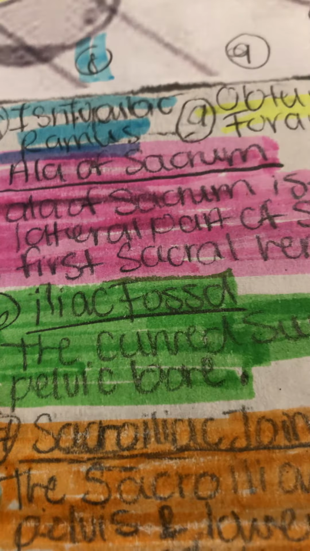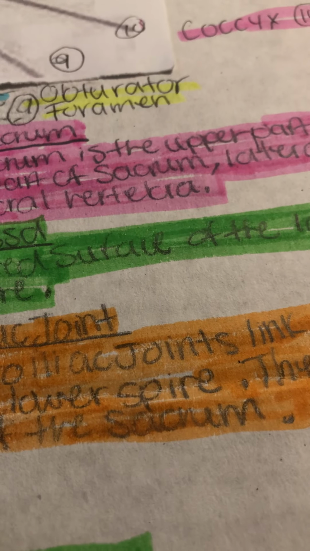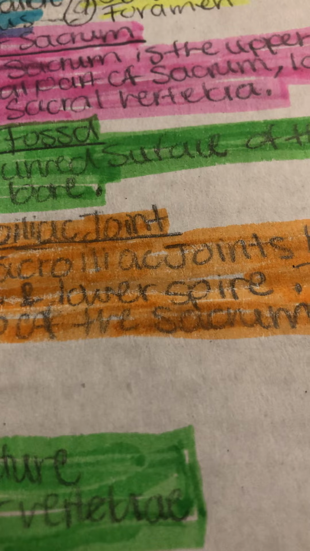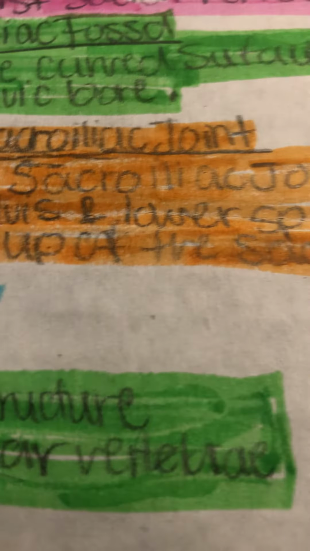Number 16, the iliac fossa, the curved surface of the largest pelvic bone. The sacroiliac joint. The sacroiliac joint links your pelvis to the lower spine, and they're made up of the sacrum, which points to right here. That's the sacroiliac joint. This is the iliac fossa.